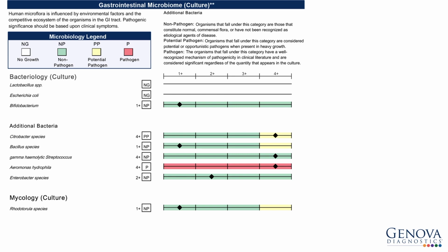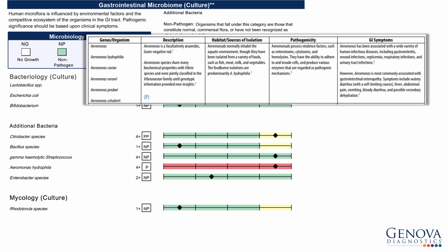If the diamond falls within the green zone, it is considered non-pathogenic. If the diamond is within the yellow zone, the organism is considered a potential pathogen, and we provide sensitivities at the end of the report. These are considered potential pathogens, meaning they may be problematic in some patients and others may be asymptomatic. Red indicates a true pathogen. So for this patient, there was 1 pathogen and 1 potentially pathogenic bacteria present.